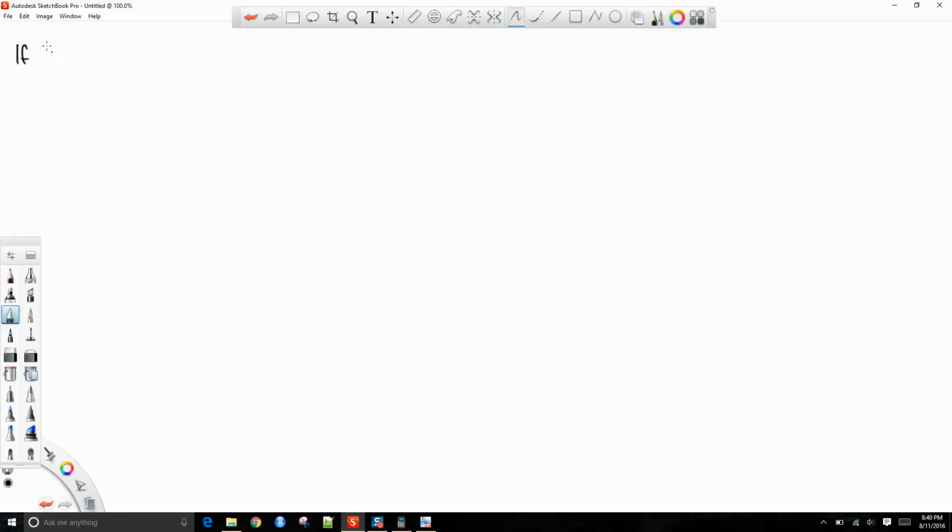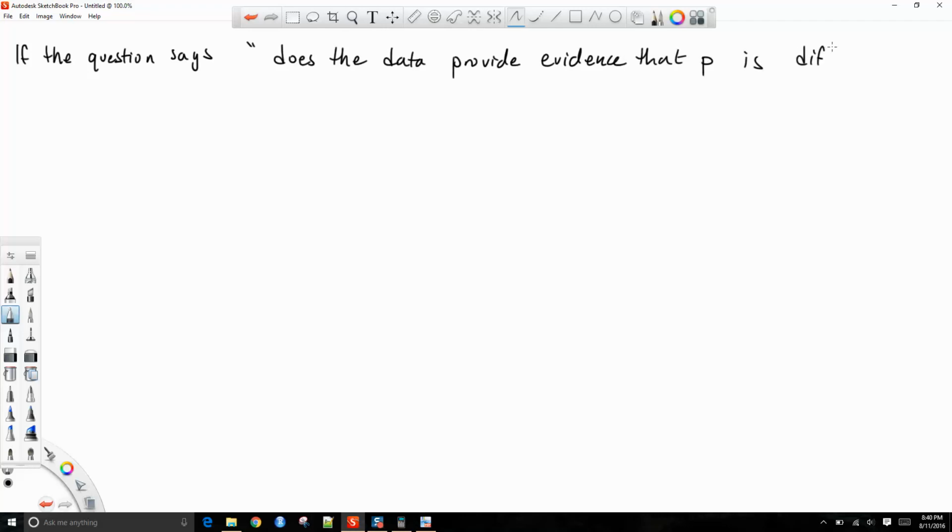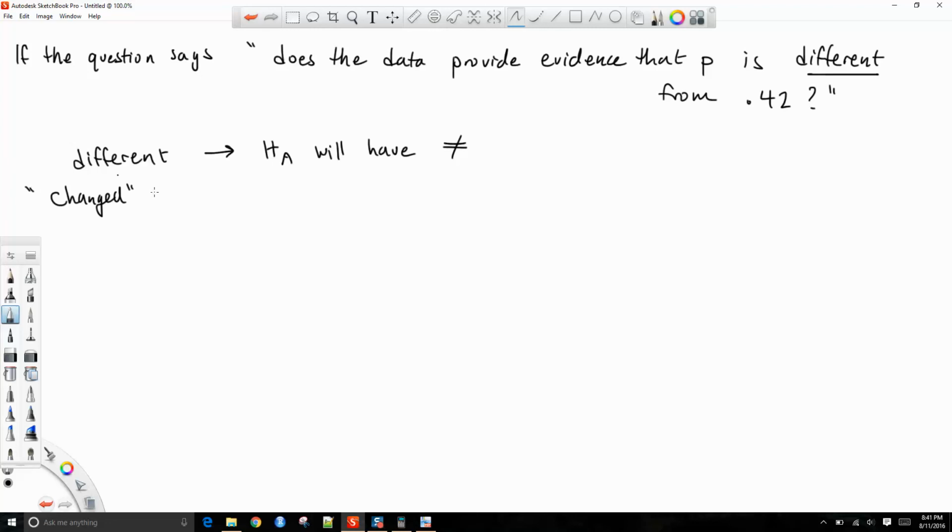All right, so we'll say if the question says something like, does the data provide evidence that P is different from 0.42? The word different implies the alternative will be not equal to. Okay, so different means the alternative will have a not equal sign. Okay, words like changed, is not the same, stuff like that.